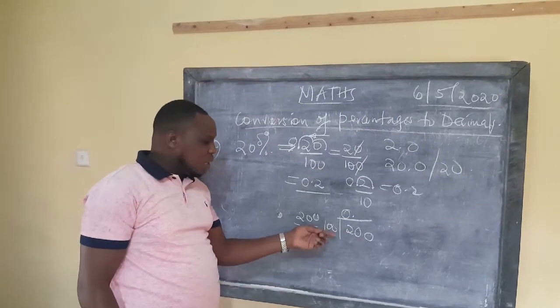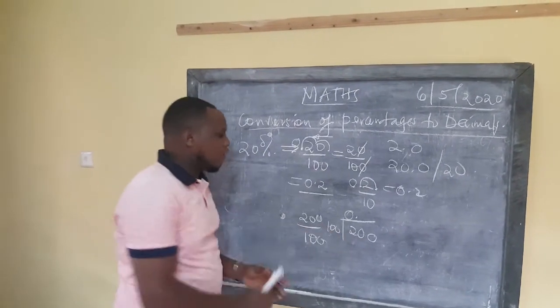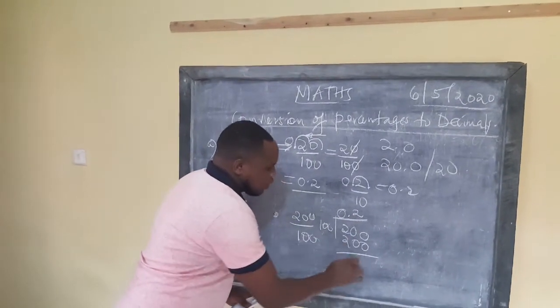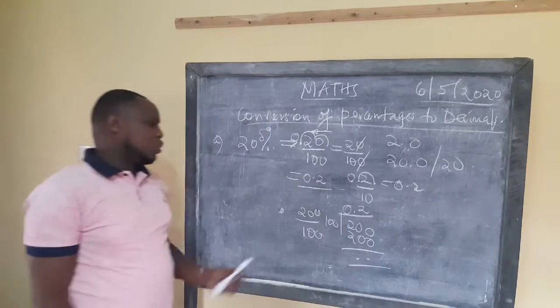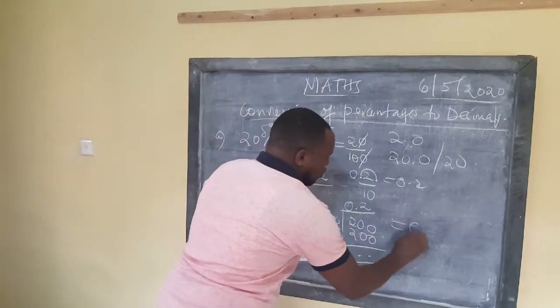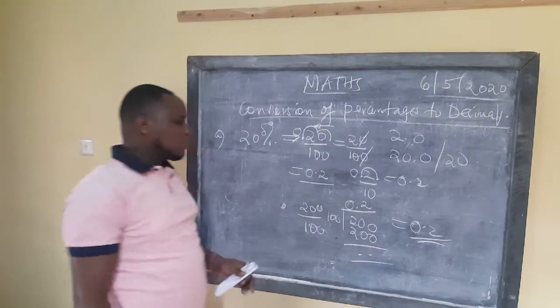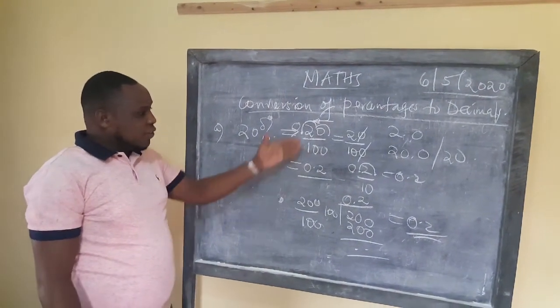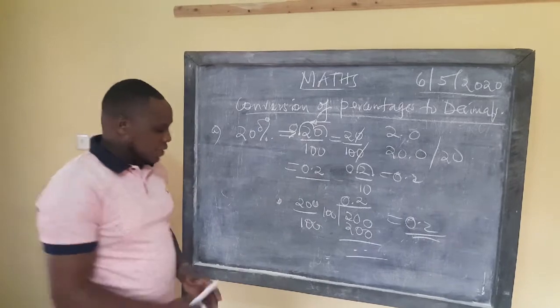So how many times does 100 get into 200? You'll find 2 times. You get 200. This way, when you subtract, you just get zeros. And so you write your answer as 0.2. So there are 2 ways you can do this question and still get the answer. So whichever way you use, you still arrive at the answer.